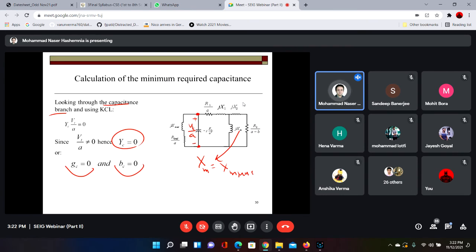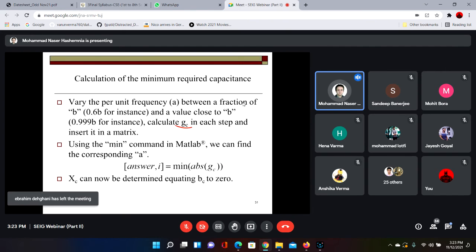You want to calculate the capacitance. Then you again vary the per unit frequency between a fraction of B and a value close to B. Calculate conductance. If you calculate the conductance, you know that in the conductance, you don't have any effect by the value of XC. So you first obtain the value of A under such circumstances.